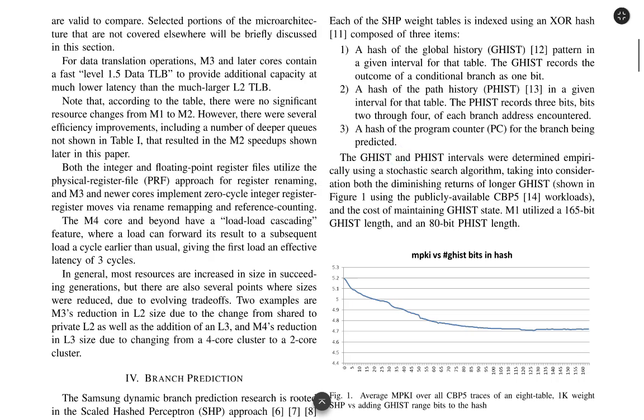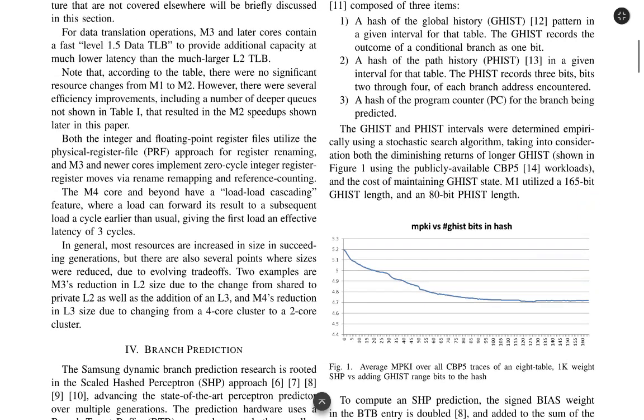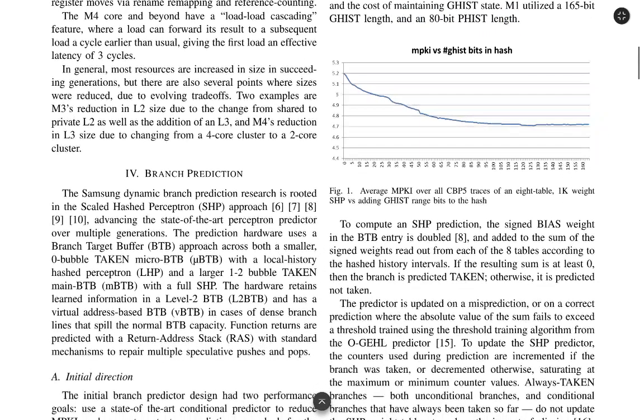The GHIST and PHIST intervals were determined empirically using a stochastic search algorithm, taking into consideration both the diminishing return of the longer GHIST, shown in the figure in 1 using the publicly available CBP5 workloads, and the cost of maintaining the GHIST state. The M1 utilized a 165-bit GHIST length and an 80-bit fixed PHIST length.